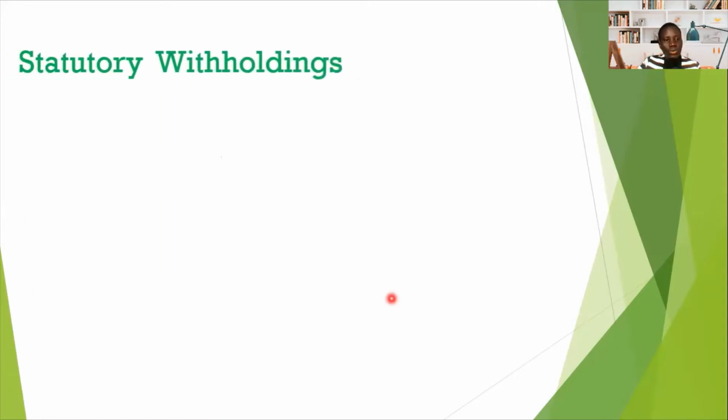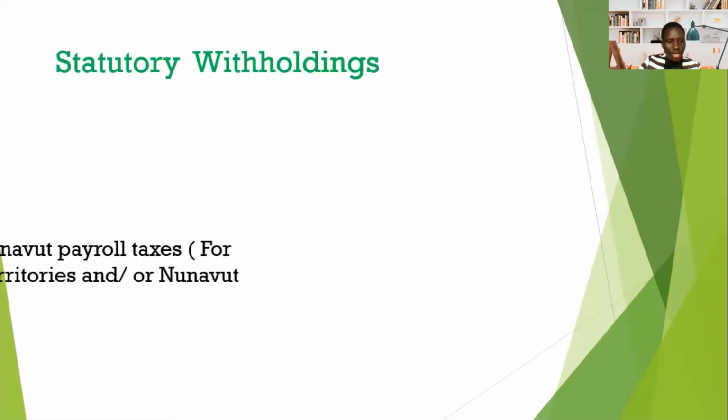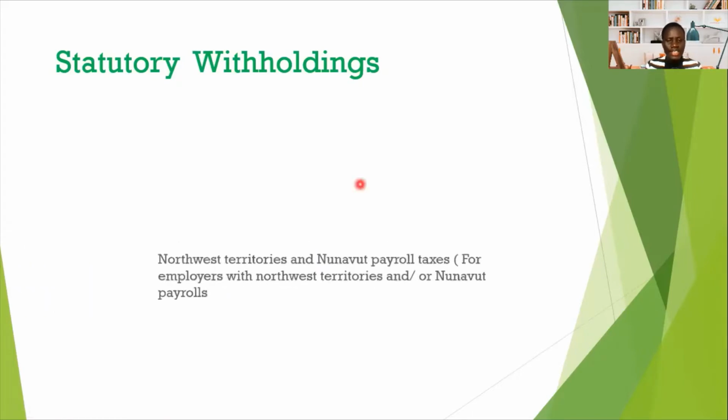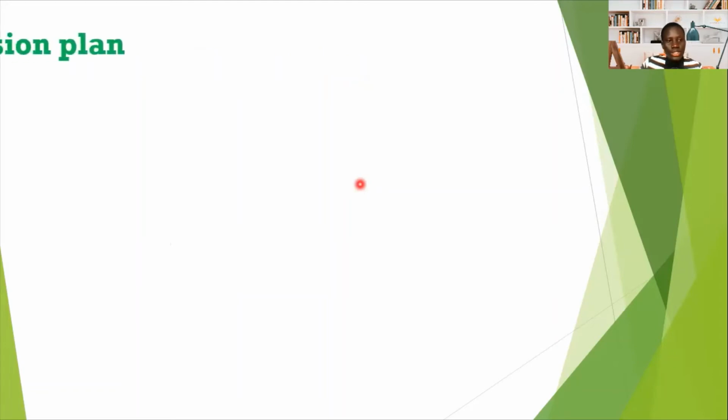More examples of statutory withholding are things like payroll taxes for employees with Northwest Territories and Nunavut payroll. So those are the examples of withholding tax.